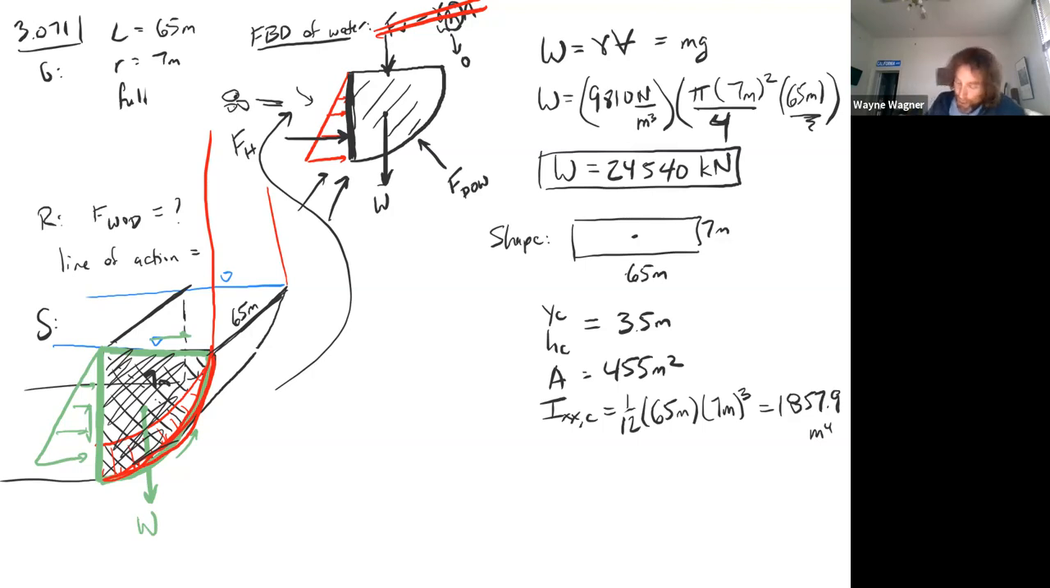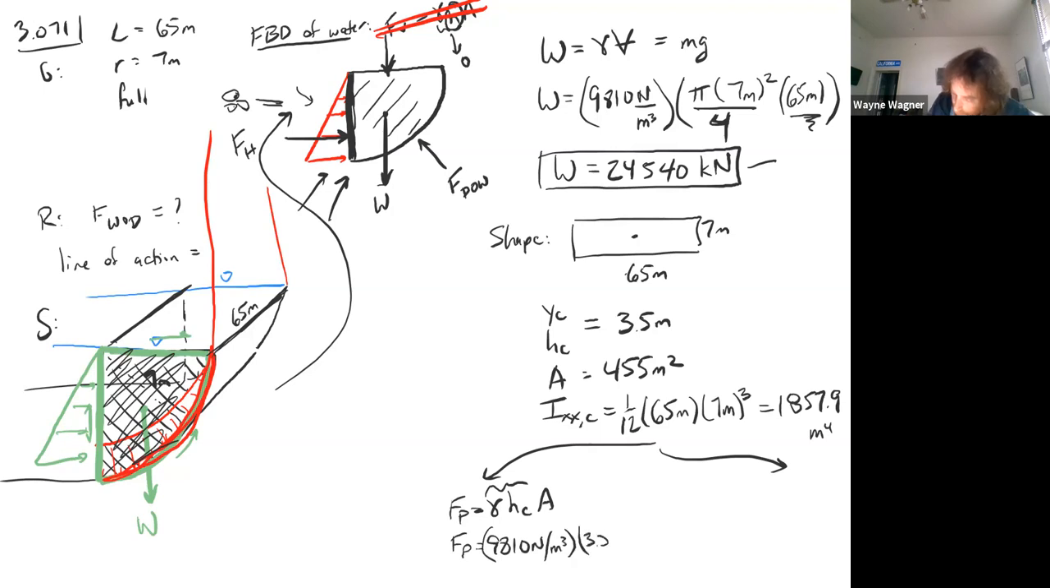Anyway, so now we've got this. We can split this out and get our forces. We can figure out where it acts and what the force is. Oh, I did forget something up here, so we'll do that in a second. But so we'll go FP. I'm doing this quick, by the way. I'm assuming this is the third time we've done this, so just plugging and chugging: gamma times HC times A. Remember, this is the pressure at the centroid. So FP equals 9810 newtons per meter cubed, HC is 3.5, and the area is 455 square meters.